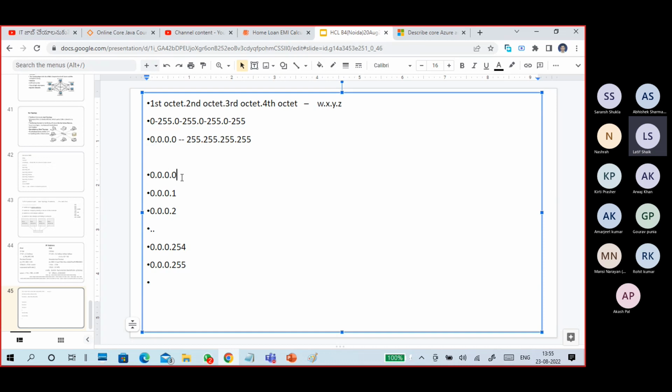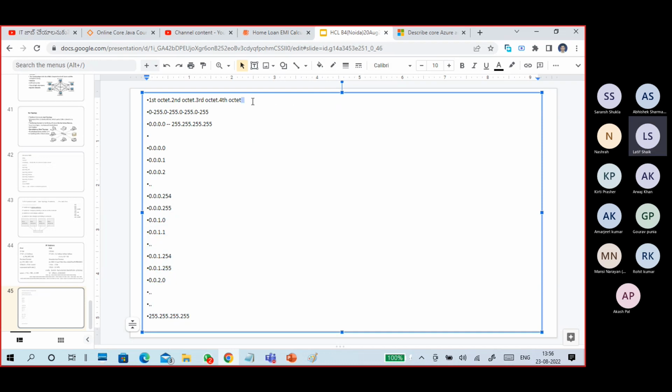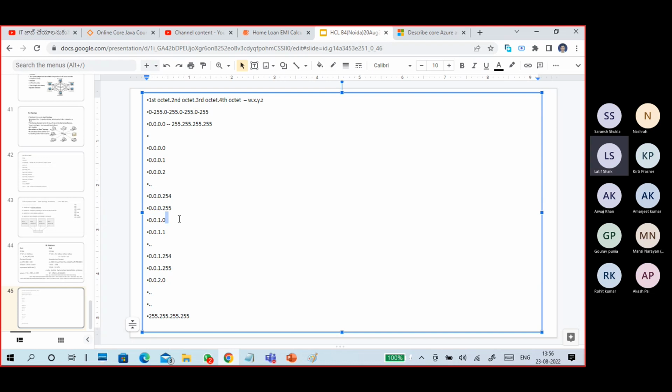So 0 dot 0 dot 0 dot 0, then 0 dot 0 dot 0 dot 1, 0 dot 0 dot 0 dot 2, 0 dot 0 dot 0 dot 3, and it reaches 0 dot 0 dot 0 dot 254, and the next one is 0 dot 0 dot 0 dot 255. So each octet's maximum is 255. Then it goes to the next part. After 9 it becomes 0, right? The same thing happens, like 10.